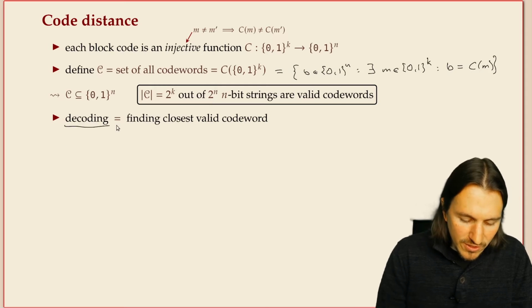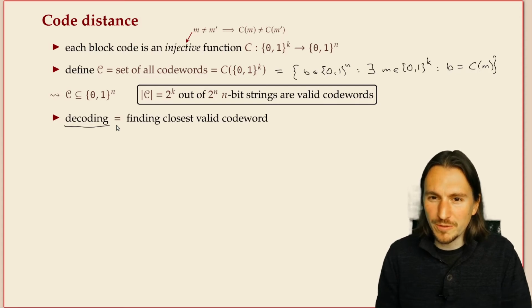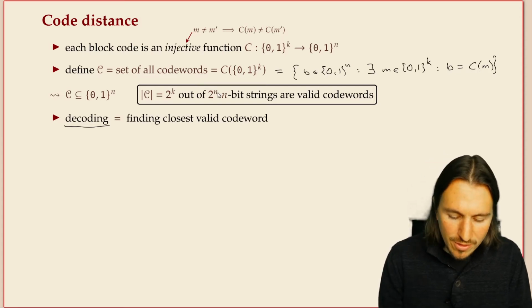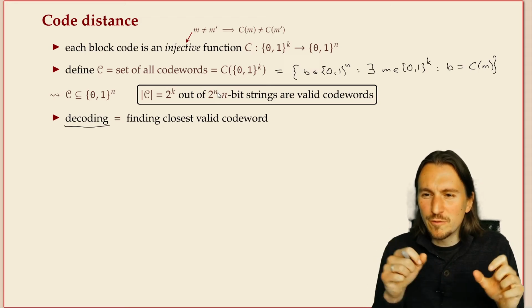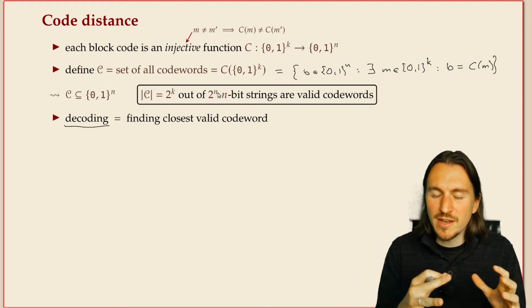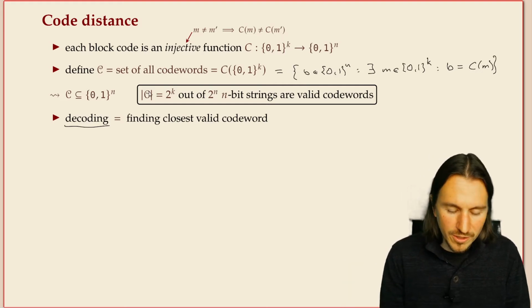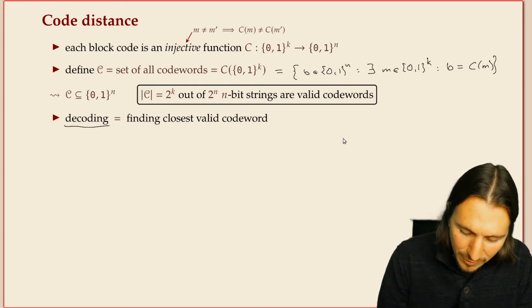And then we can say that decoding can always just mean finding the closest valid code word. So I'm starting with an arbitrary n-bit string, and I try to find the fewest number of bits that I have to flip, so that I end up with a valid code word, one in this set curly C.